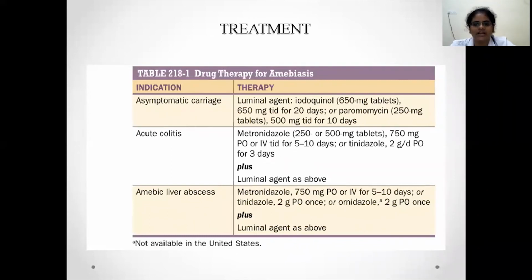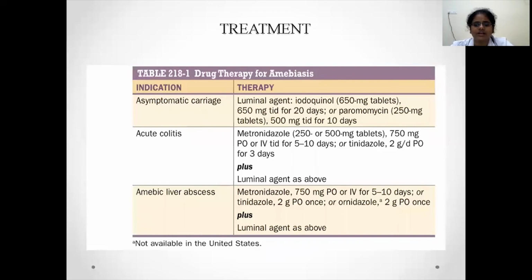If it's an asymptomatic carrier, what is the treatment? Asymptomatic carrier means mostly they're not symptomatic, so usually you'll treat with luminal agents. It's iodoquinol 650 mg TID for 20 days or paromomycin 500 mg TID for 10 days. These are the luminal agents. Acute colitis: metronidazole, that is 750 mg per oral or IV TID for 5 to 10 days, or tinidazole 2 grams per oral for 3 days, plus you have to give a luminal agent.